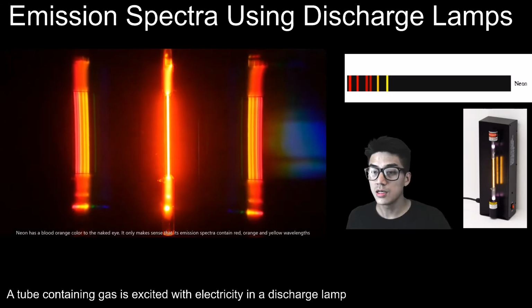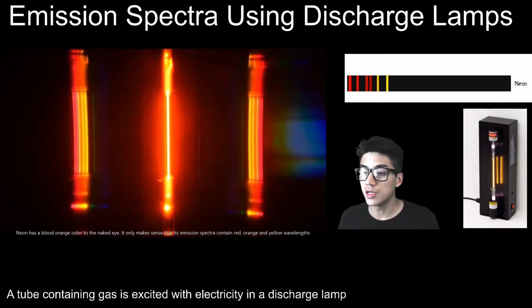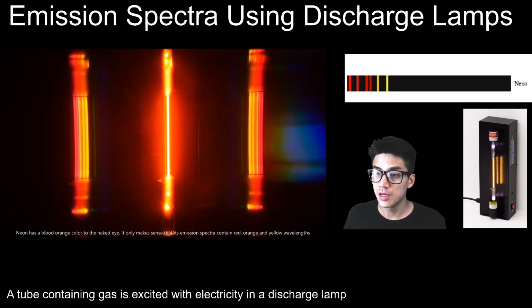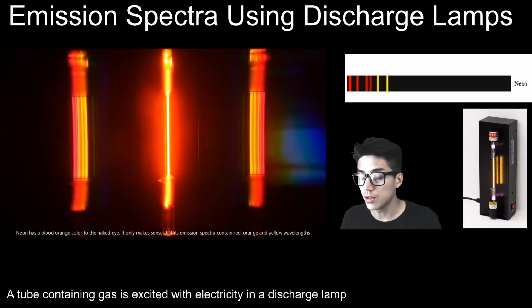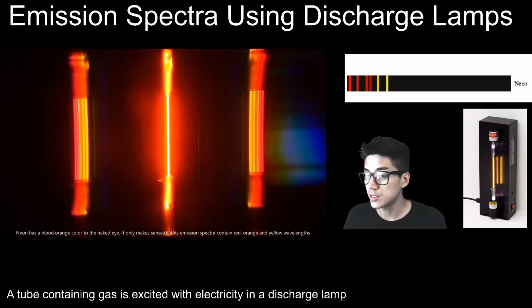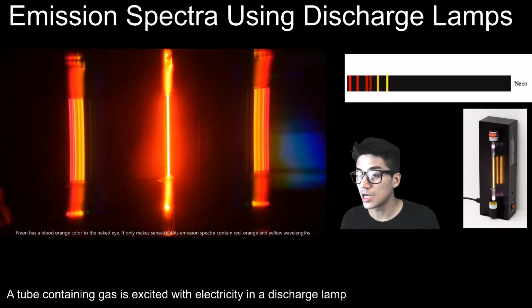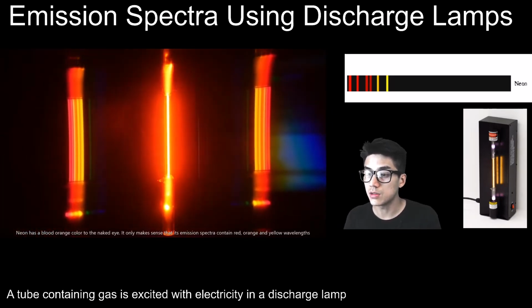This is neon, and normally without the lenses, neon is a blood orange color. And in the emission spectrum, I could see red, orange, and yellow lines. So that would make sense because it's the sum of those wavelengths which gives you the blood orange color.